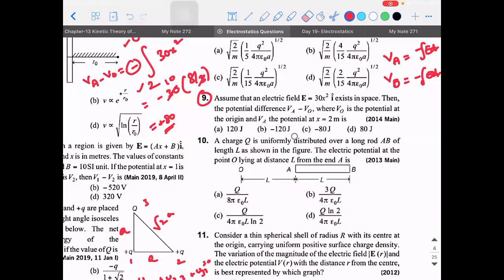Since the electric field is in the positive x direction, with respect to origin and point A, where will the potential be less? Point A. So VA minus VO should obviously be negative, correct? So that time you need to take the minus sign into consideration. So be careful, okay? I think my device got stuck.